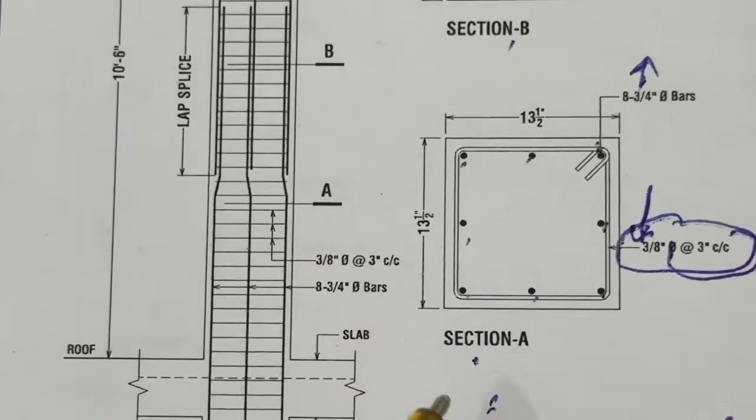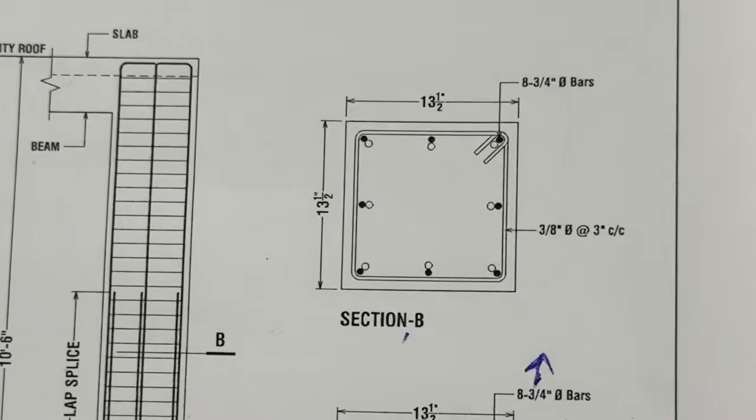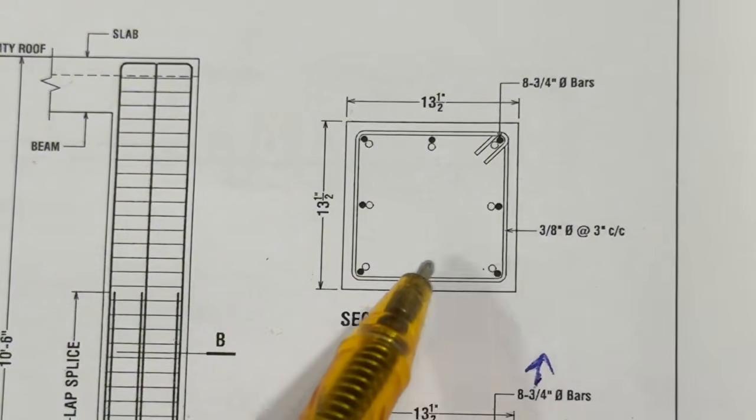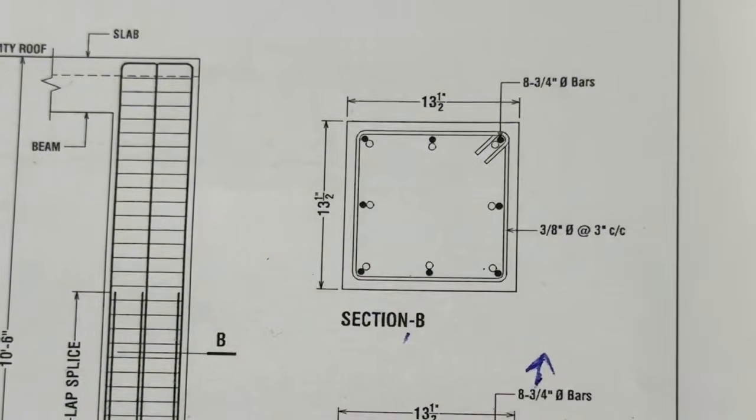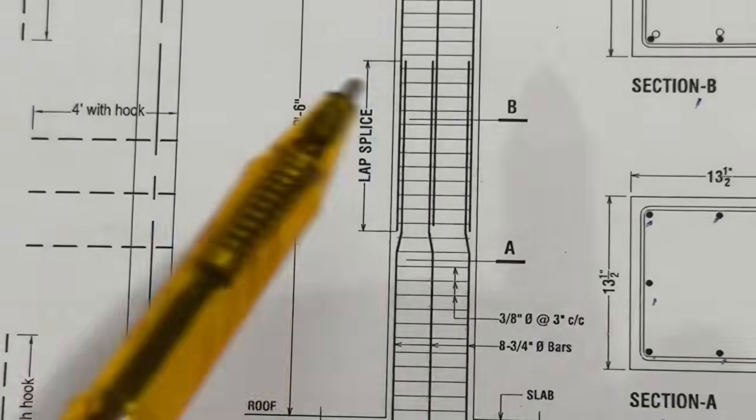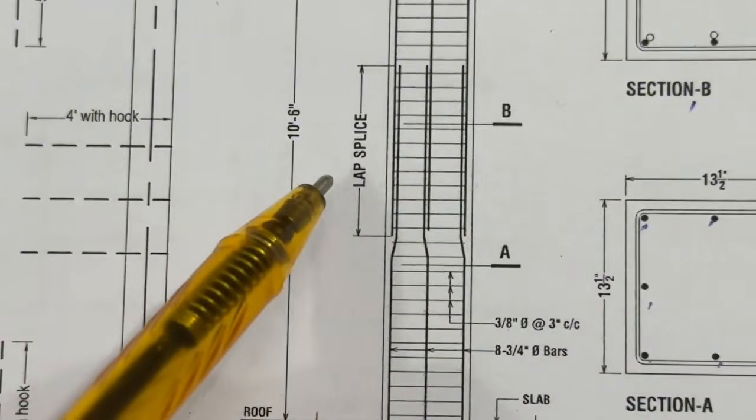Next, guys, you can see this is section A. In section B, everything is the same, but you can see the overlapping here. So this is its long section, because with the overlapping, this is section B. This is the lap splice.